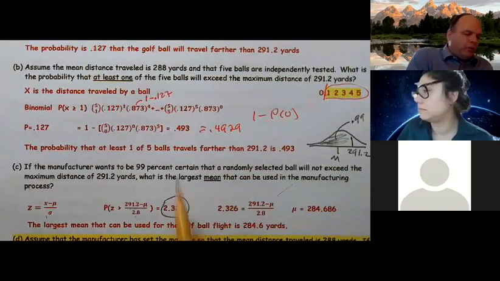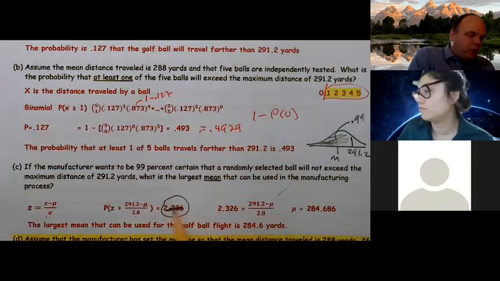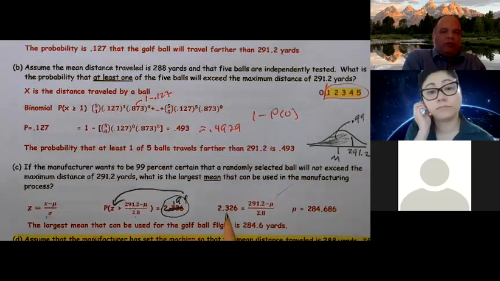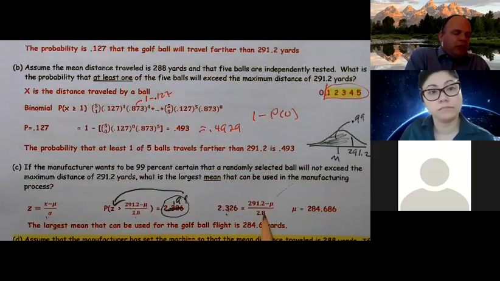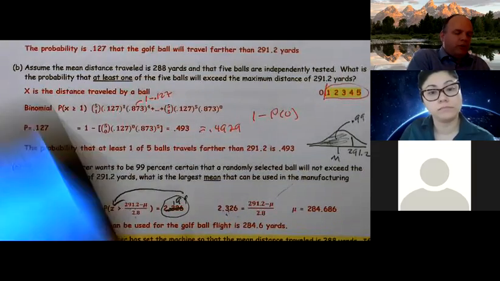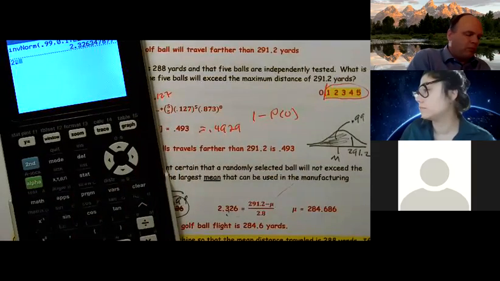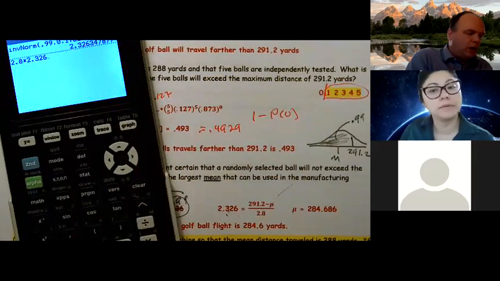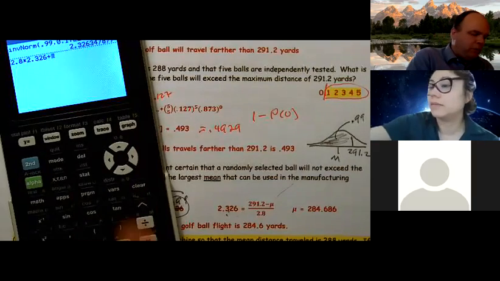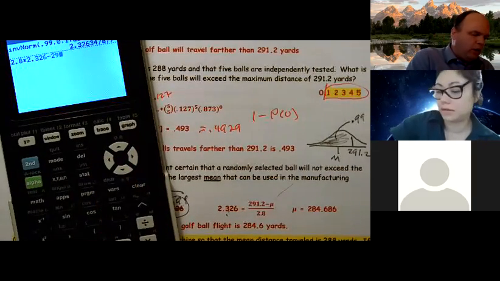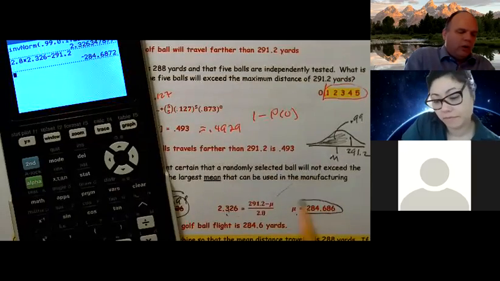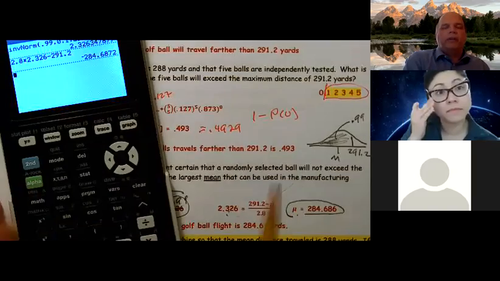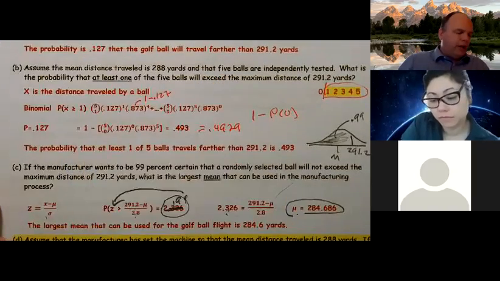And I get 2.326, and that's my z-score. So, all right. This should actually have said 0.99, not 2. So this goes over here. Now I have 2.326, and I can solve by algebra. So 2.8 times 2.326 plus, or excuse me, minus 291.2. When I do that, I end up getting 284.686 as my answer. Okay?